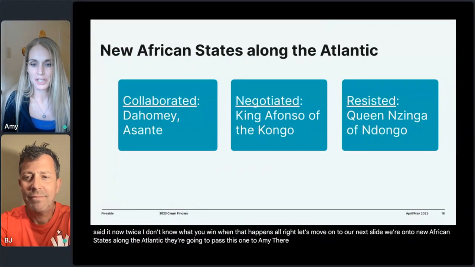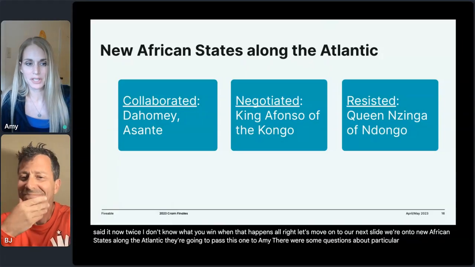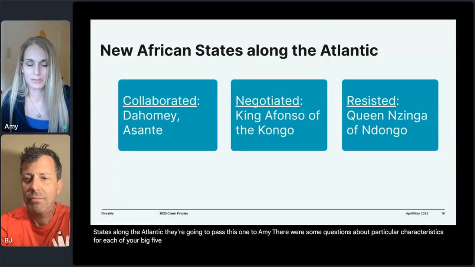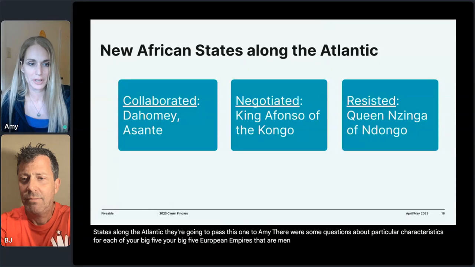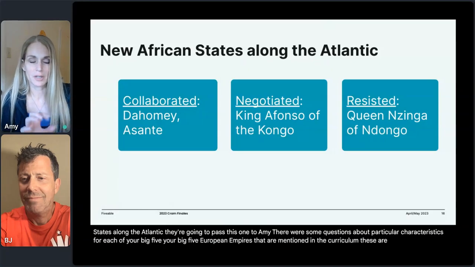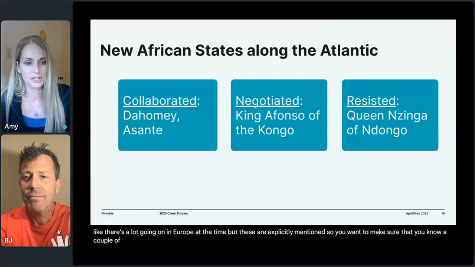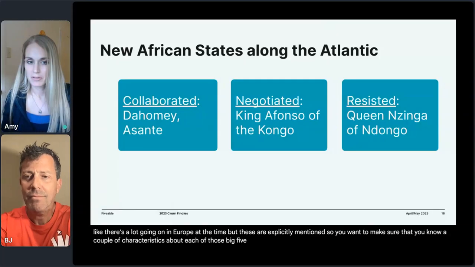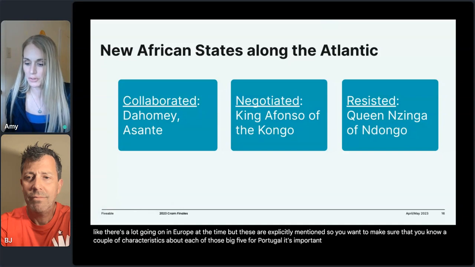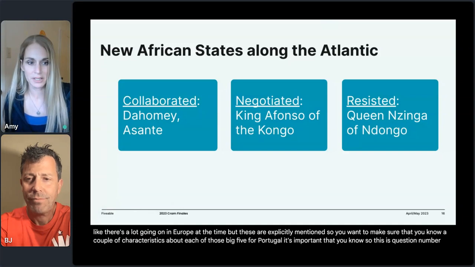Okay, there were some questions about particular characteristics for each of your big five European empires that are mentioned in the curriculum. These are the important big five, like there's a lot going on in Europe at the time, but these are explicitly mentioned. So you want to make sure that you know a couple of characteristics about each of those big five.